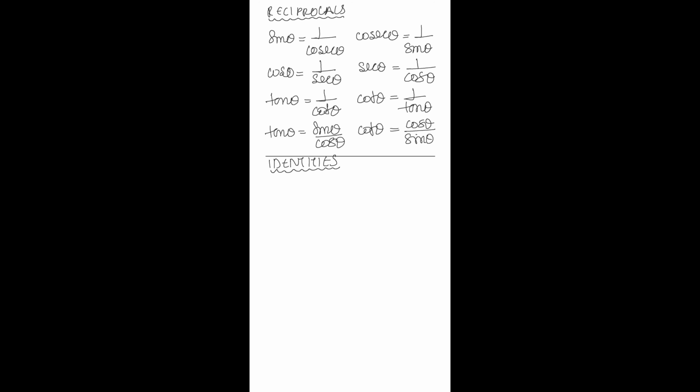Starting with the first, sine square theta plus cos square theta is equal to 1. I am sure everybody would be familiar with this identity. It is one of the most frequently used identities. हर आए गए सब में यही आईडी यूज होता है. So you must be very familiar with this. Sine square theta plus cos square theta is equal to 1.